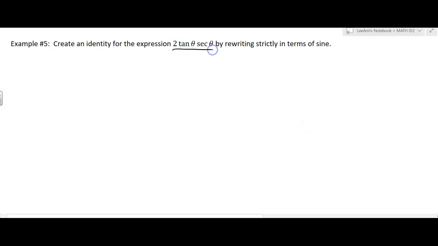They're going to give us 2 tangent theta secant theta by rewriting strictly in terms of sine. Okay, this is what they are giving us as guidance. They want us in the end to have just this function sine in the expression. No cosines, no tangents, secants, whatever. Okay, we're going to start with 2 tangent theta secant theta.